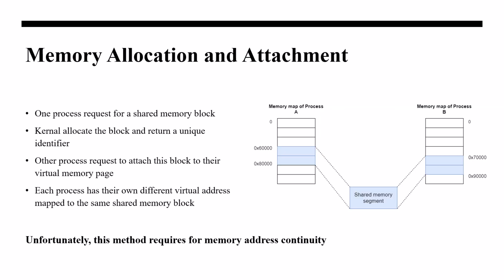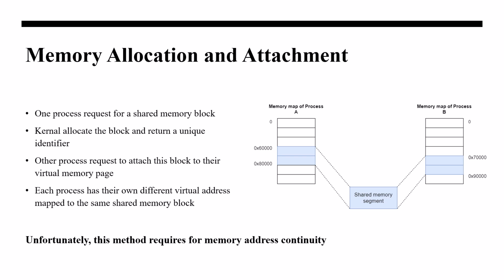Let's take a look at the memory allocation and attachment process. This process is handled by the kernel. Usually one process requests to allocate these shared physical blocks. The kernel deals with this request, and after successful allocation, it returns a unique identifier. The identifier is usually an int number. After the allocation, each process must request to attach before officially using it. Attach means that the kernel maps this physical address to somewhere in their virtual memory space.